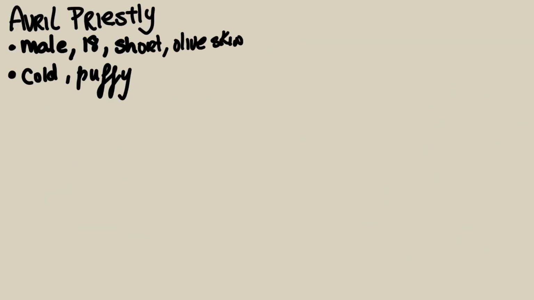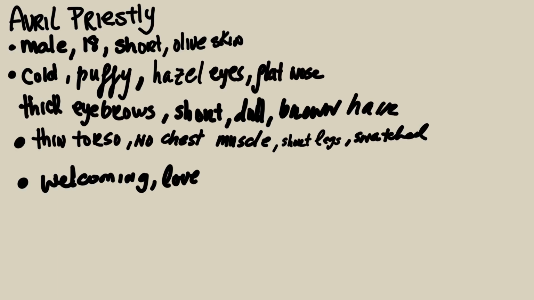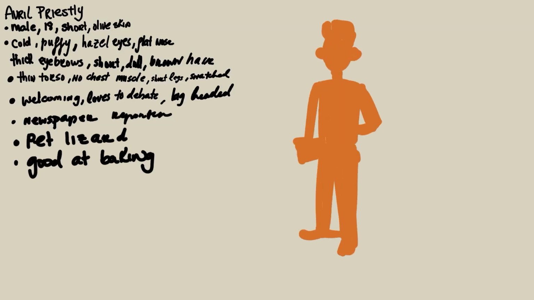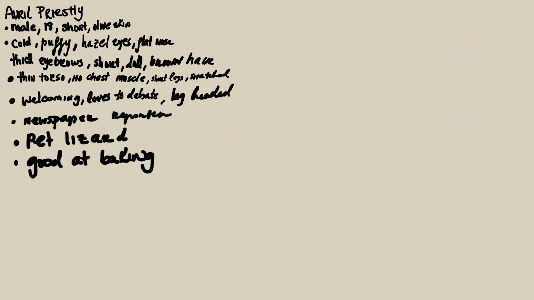So this character, Averill Priestley, came from a generator. I wrote down all the important details about him that I thought would be pertinent to his character design, and then I started sketching out some silhouettes. I remembered that he had short legs and that he had like no real body shape, and then from there I tried to sketch out some ideas.